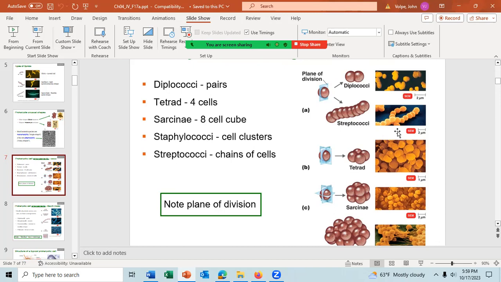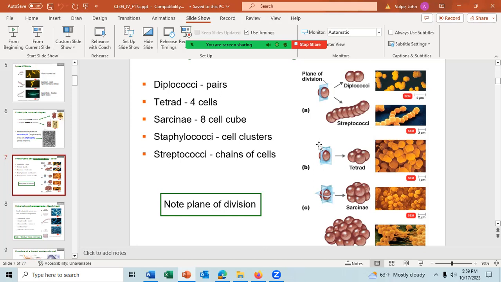You can have tetrads. That's four cocci that stick together. And if you want to know, the reason why that happens is because the cells divide on two planes, both the X plane and the Y plane, creating the tetrad, whereas the streptococci, the diplococci, and the singlets divide on one plane. When it divides in the streptococci, it always goes this way and that way.